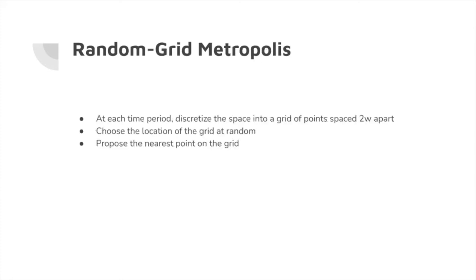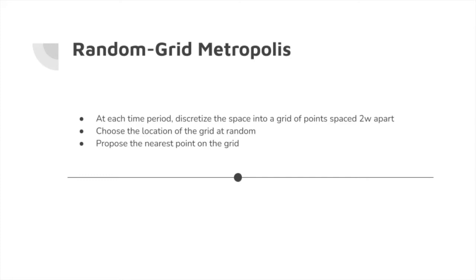So instead, one way we can get around this is something called random grid Metropolis. What we'll do is at each time period, we're going to discretize the space into a grid of points that are spaced apart with a distance of 2w. And then we're going to choose the location of that grid at random, and our proposal is going to be the nearest point on the grid to our current state.